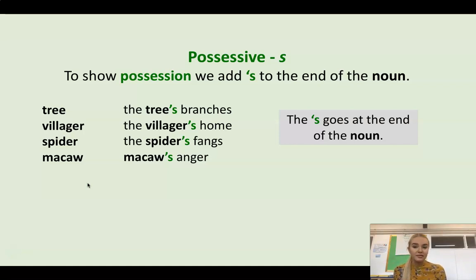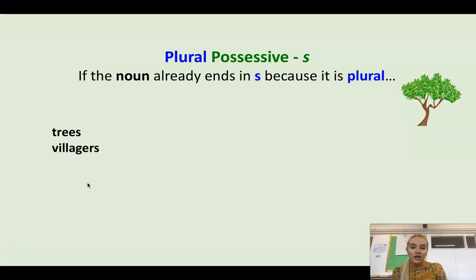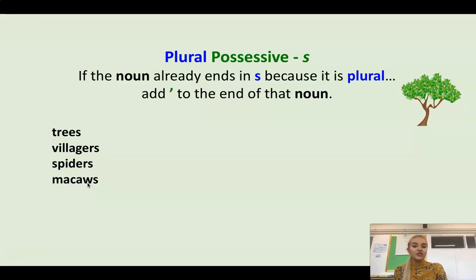But sometimes the noun might include more than one tree. So it might be the trees' branches. There might be three trees and they own the branches. And if that happens, that's called a plural possessive. So if the noun already ends in S, such as trees, villagers, spiders, macaws, and it's still owning something, we have to add just an apostrophe after the S, okay? Now that might sound a bit confusing, but we're going to look at some examples.